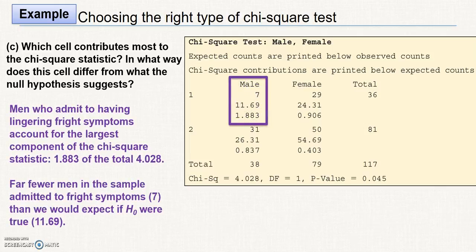Notice, men who admit to having lingering fright symptoms account for the largest component of the chi-square statistic. So they contribute 1.883 of the total chi-square statistic 4.028. Notice that far fewer men in the sample admitted to fright symptoms, 7, than we would expect if H0 were true, and the expected value would be 11.69. That's how you get the chi-square contribution of 1.883 that is so large. This is where you get your chi-square statistic if you were wondering.